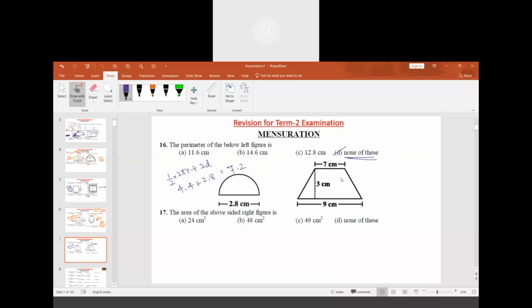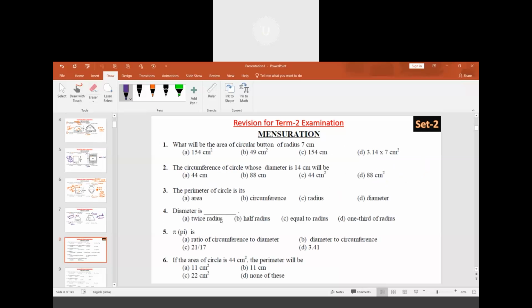Let's see this trapezium. What will be the area? This is half into height into sum of the parallel sides. Sum is 9 plus 7, which is 16. So 24 centimeter square. Option A, sir. For everything, none of these will be there here. Not this. Let's see set 2.